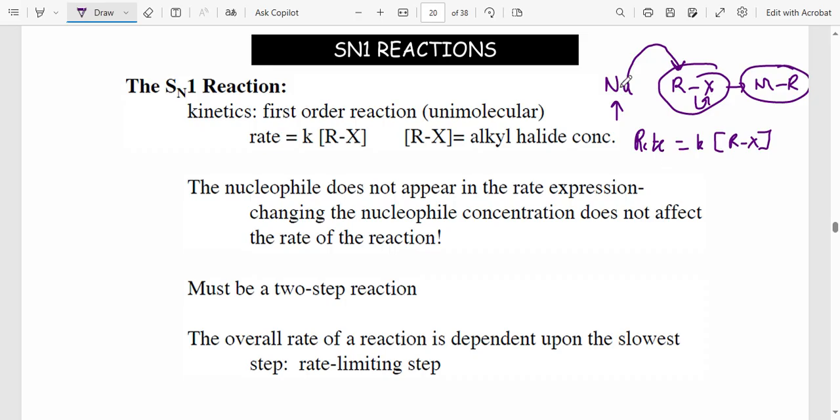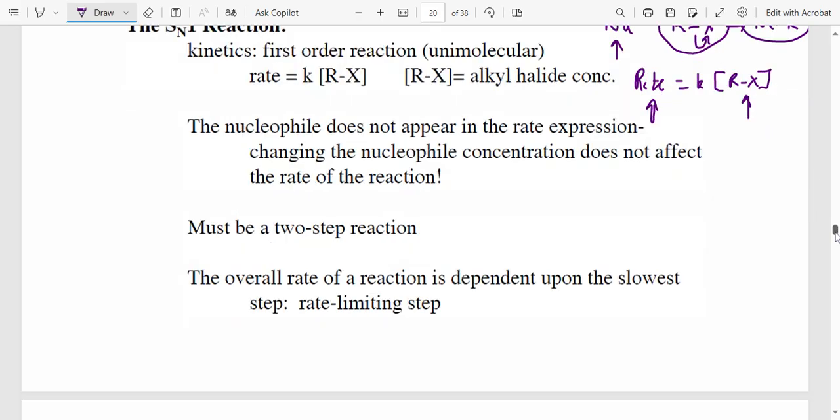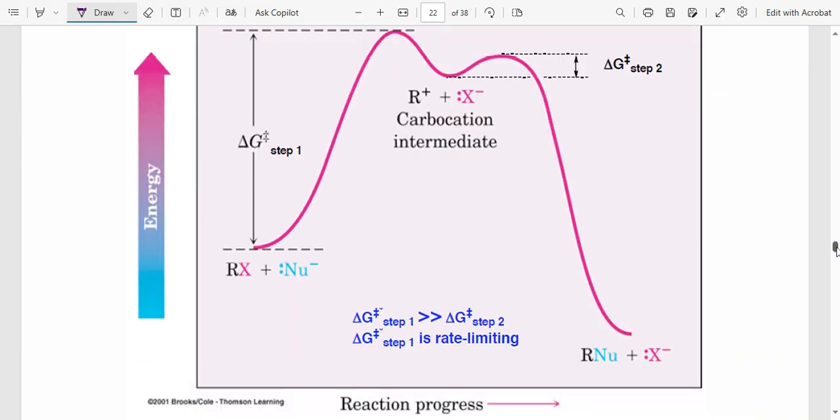The meaning of this is that you can double or triple or quadruple the concentration of the nucleophile, but it will not affect the rate of the reaction. But if you double the concentration of the alkyl halide, you also double the rate. So that's what you need to know about SN1 reactions.